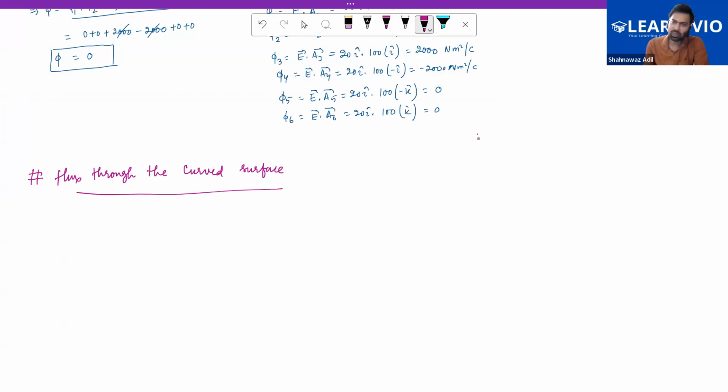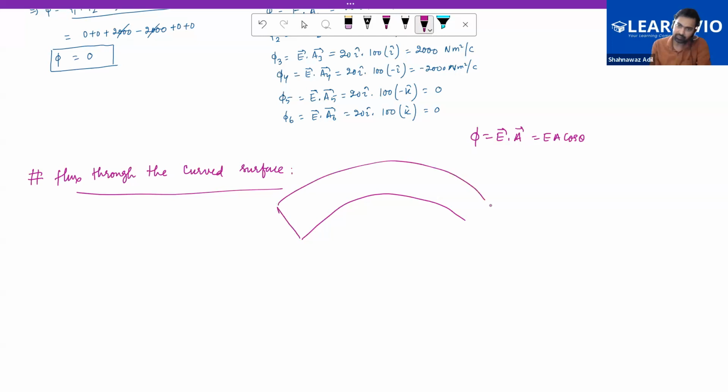Because we know what flux is. This is simply E dot A, which is EA cos theta. But if we have a curved surface, then what will happen? So let's say we have this curved surface, right?